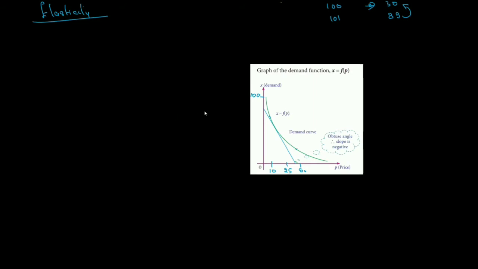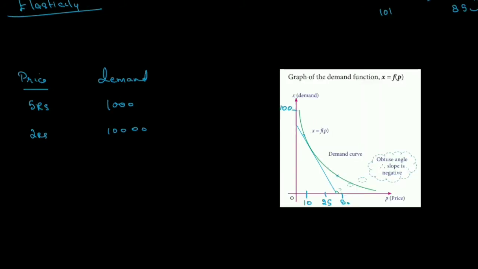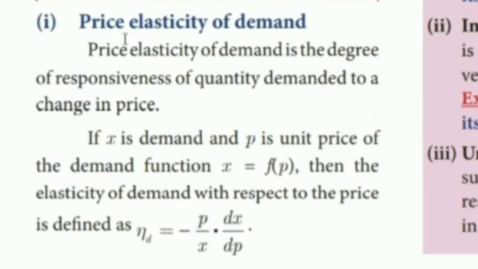Now what is elasticity? Take the case of onion. Sometimes the price will be very less, 5 rupees for 1 kg, and the demand will be very, very high. Usually only 100 people will buy, but that day because the price is very less, maybe 1000 people will buy. If the price is 2 rupees, 1000 will become 10,000. This measure of how the response varies is called elasticity. It is a measure of response as the price changes.